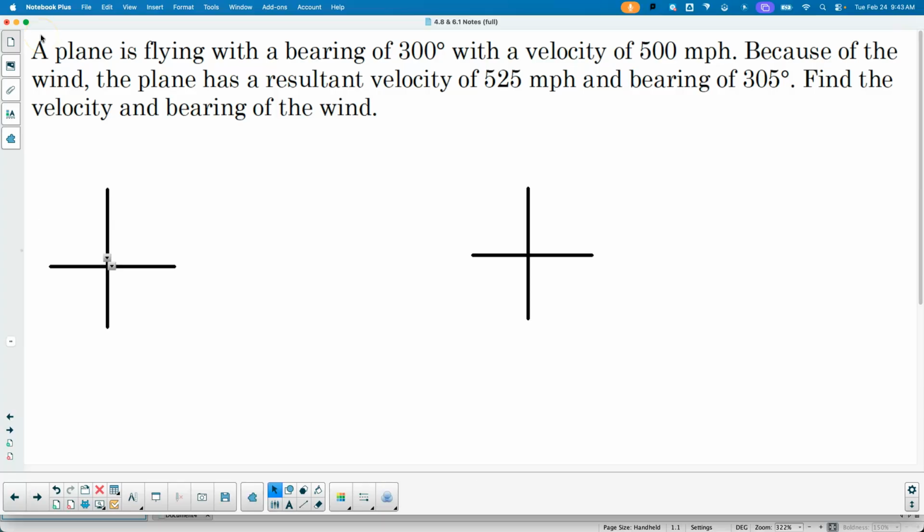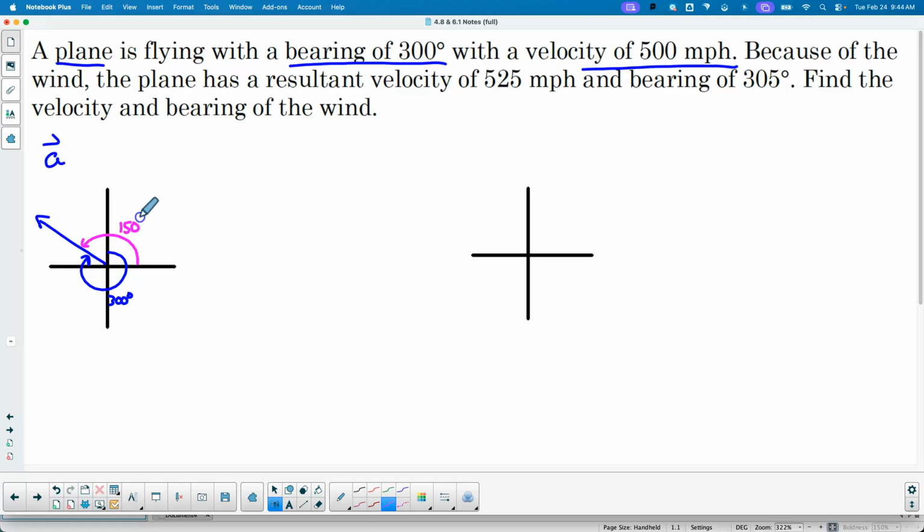So we got a plane. That's going to be my A value. Plane flying with a bearing of 300 degrees, velocity of 500 miles per hour. So that's going to be my A. A bearing of 300 degrees is going to be way over here, where this is 300, which would then make my trig angle here 150 degrees. Do we all agree with that?